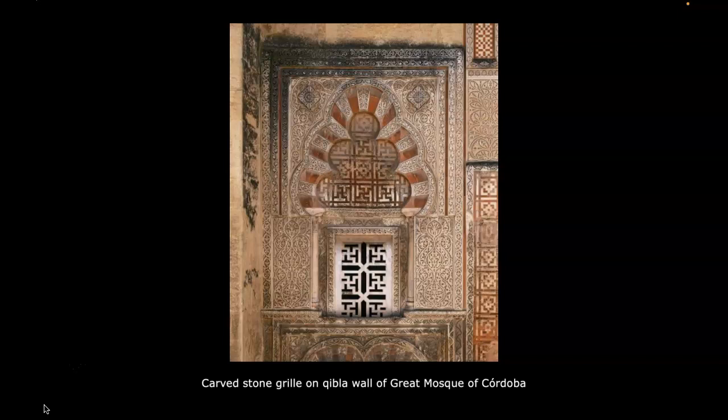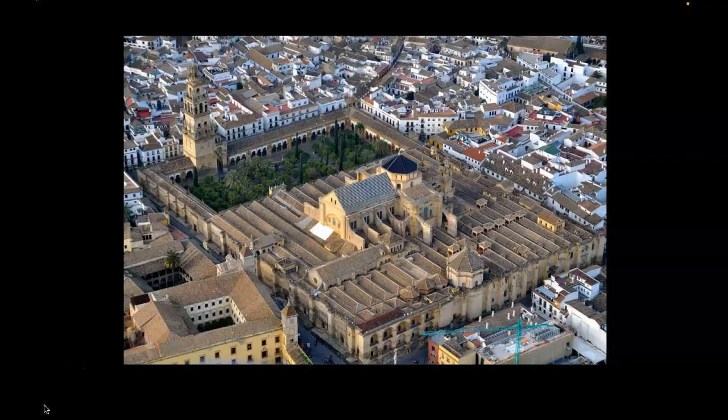You can see the intense detail work. The Qibla wall. The Qibla is the entire wall that is pointed towards Mecca. And now you can see elements of the church still exist that have been integrated into the mosque itself. And you can see the courtyard of the mosque. Courtyard's a very important element.